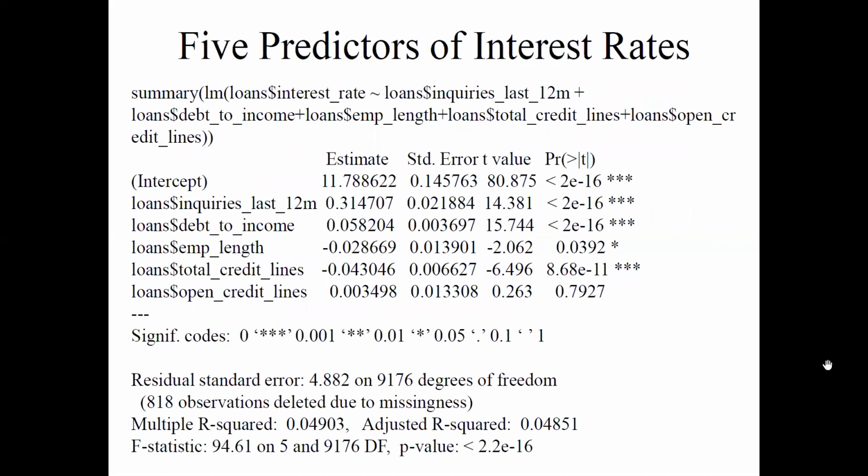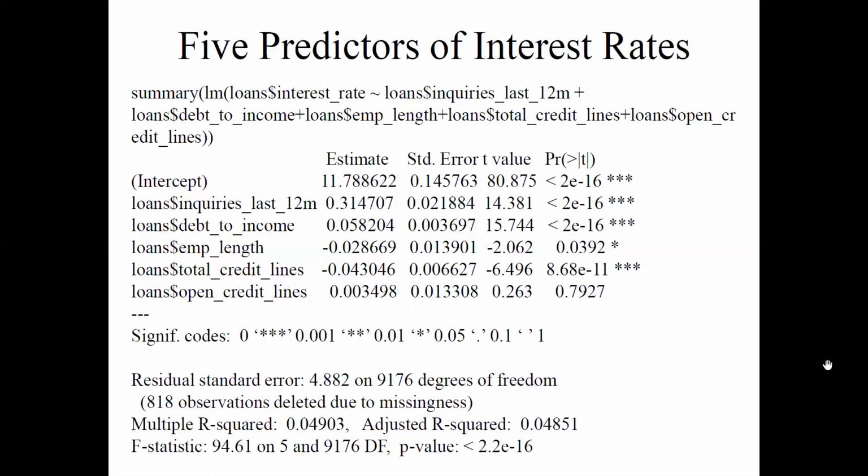So let's consider this one. Suppose we go back to this data on loans, and let's make a model based on 5 predictors. Again, look here, we've got summary of lm, with loans interest rate as the thing we want to predict. We want to predict the interest rate charged for a loan. And we have 5 input factors: the number of inquiries in the last 12 months into a person's credit score, their debt to income ratio, their employment length, how many years they've had a job, the total number of credit lines the person has, and the open number of credit lines the person has. We feed all this in there, and holy cow, look at that. We have a model. We have an intercept, and we have 5 different slopes.